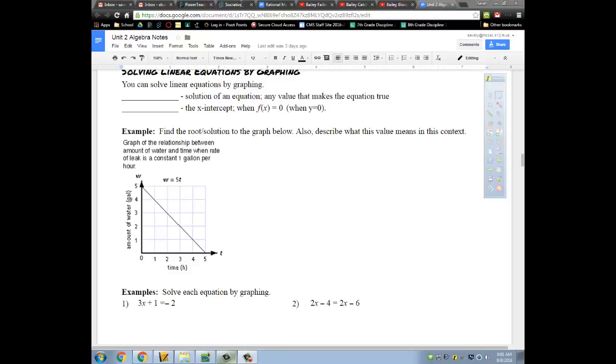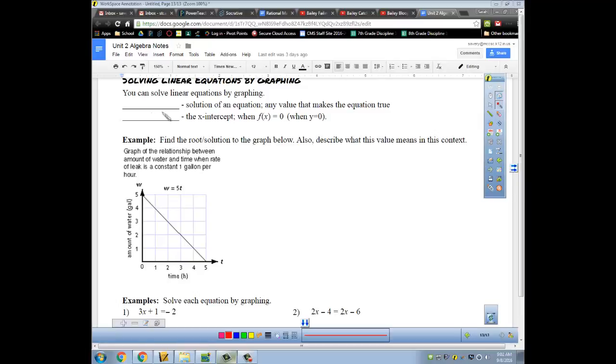Okay, today we're going to be solving linear equations by graphing. We're just going to go over a few examples, and part of what we're doing you've actually done before. It's just another way to get your answer to an equation. And it's wanting to focus on the vocab that I'm going to tell you.